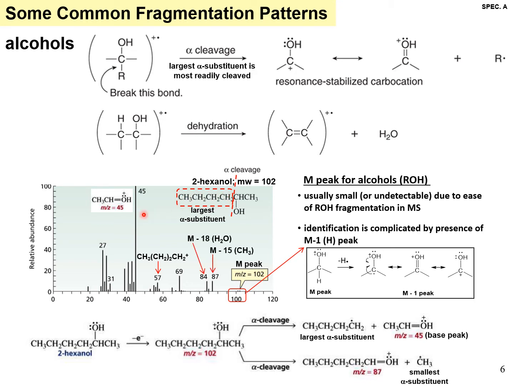Also present are typical M-18, that is M-H2O, and also in this case, because we have alpha cleavage affording the loss of a methyl, we see the loss of a methyl as well.